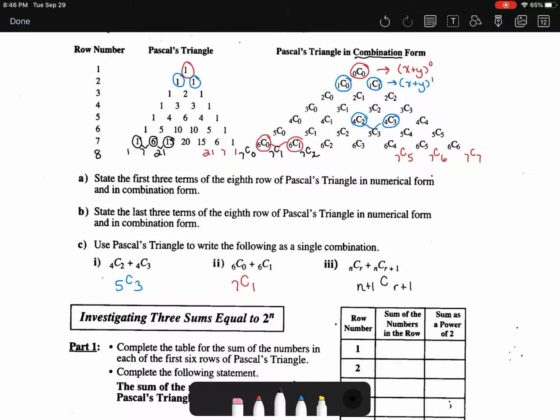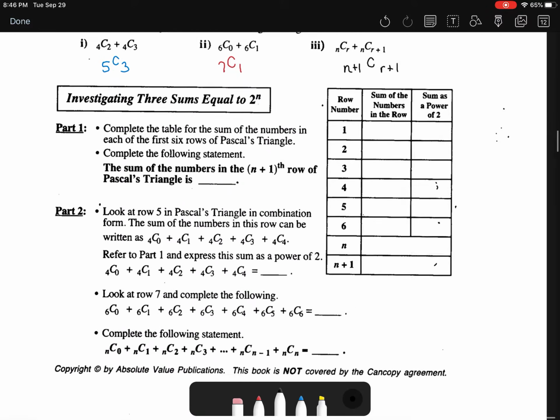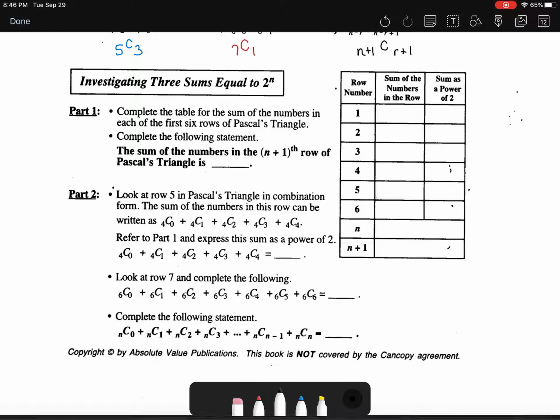then you'll be okay in terms of understanding Pascal's triangle with combinations. Now, what we're going to take a look at here is investigating what we call sums that are equal to 2 to the exponent of n. So this expression of 2 to the exponent of n becomes very important moving forward.